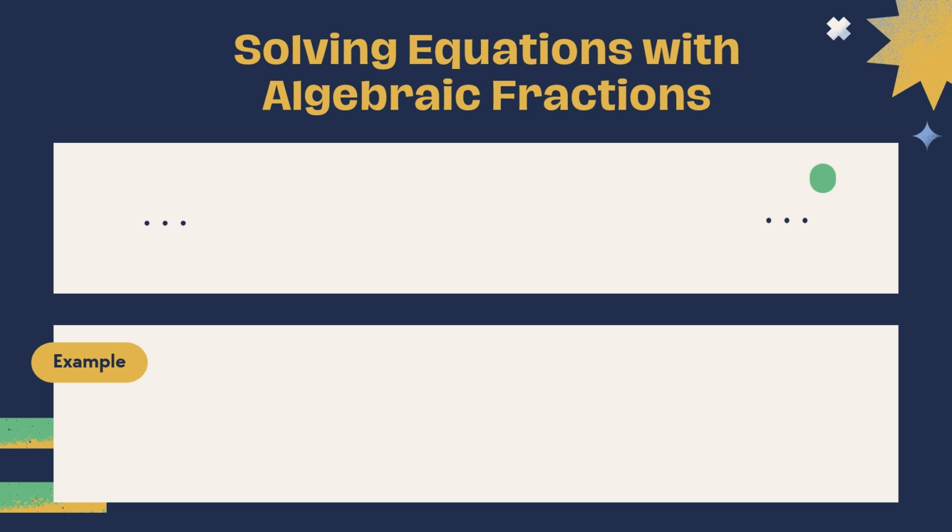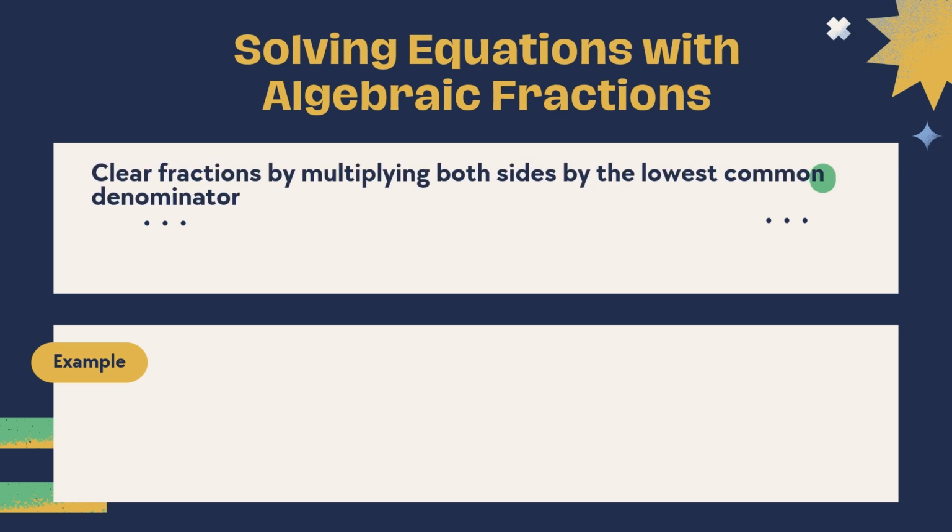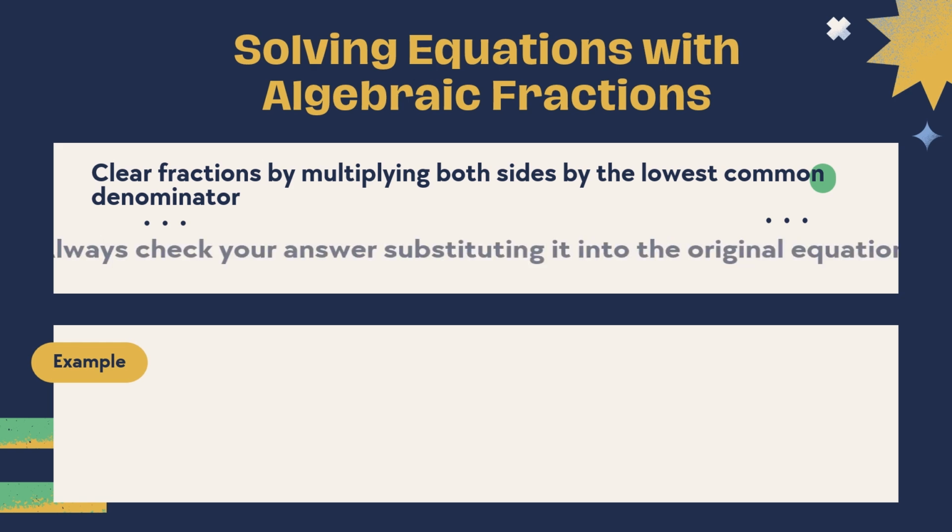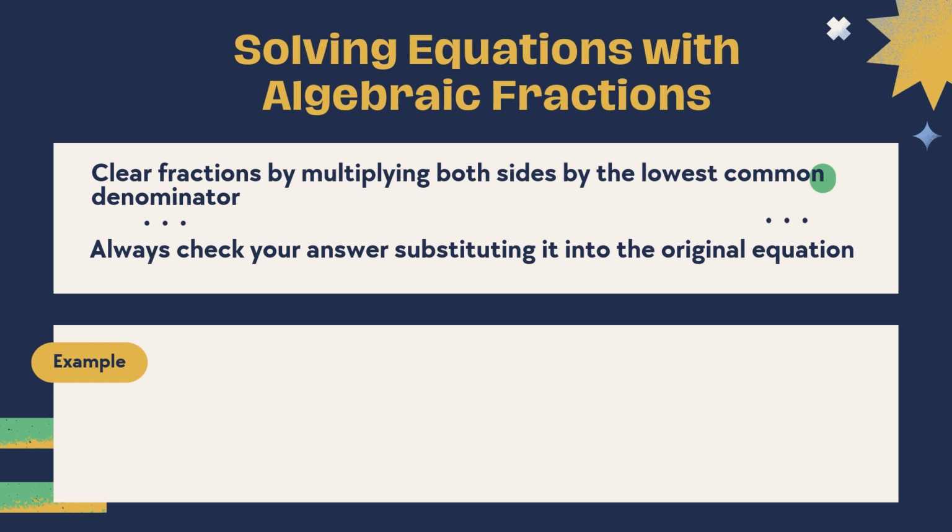Okay, this is our final topic, solving equations with algebraic fractions. First, always remember to clear fractions by multiplying both sides by the lowest common denominator. Then, to be sure that your answer is correct, you can check it by substituting it into the original equation. For example, the question asks us to solve this equation: 2x over x minus 3 minus 4 over x plus 1 equals 3.